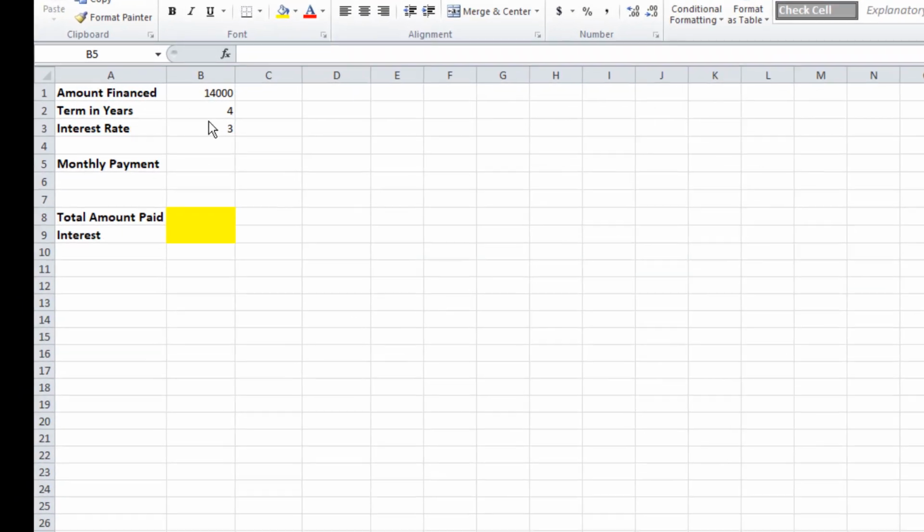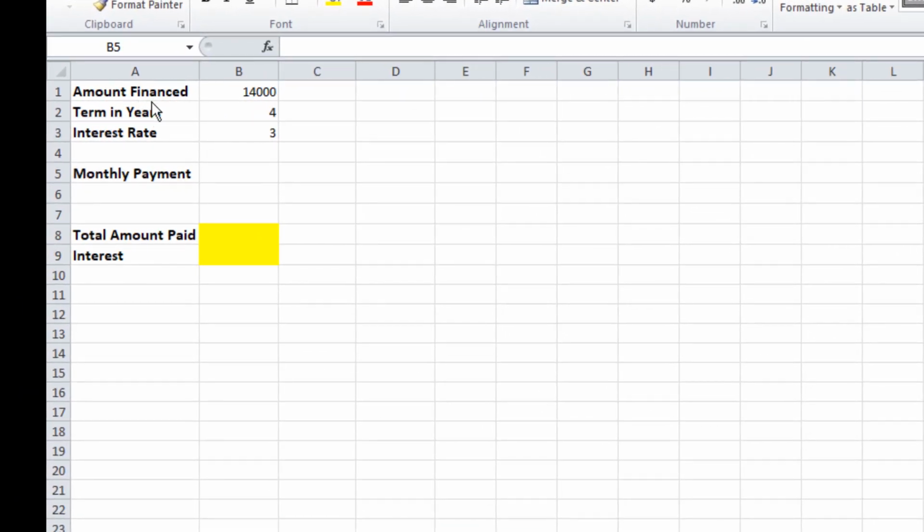So here's a setup that I have here. Let's say the amount financed is $14,000. You're buying a car, say, and it's $14,000. The term in years will be 4. Interest rate, say, will be 3%. In general, these are going to be compounded monthly. And then the monthly payment is what I want to find, also the total amount paid and the interest paid.